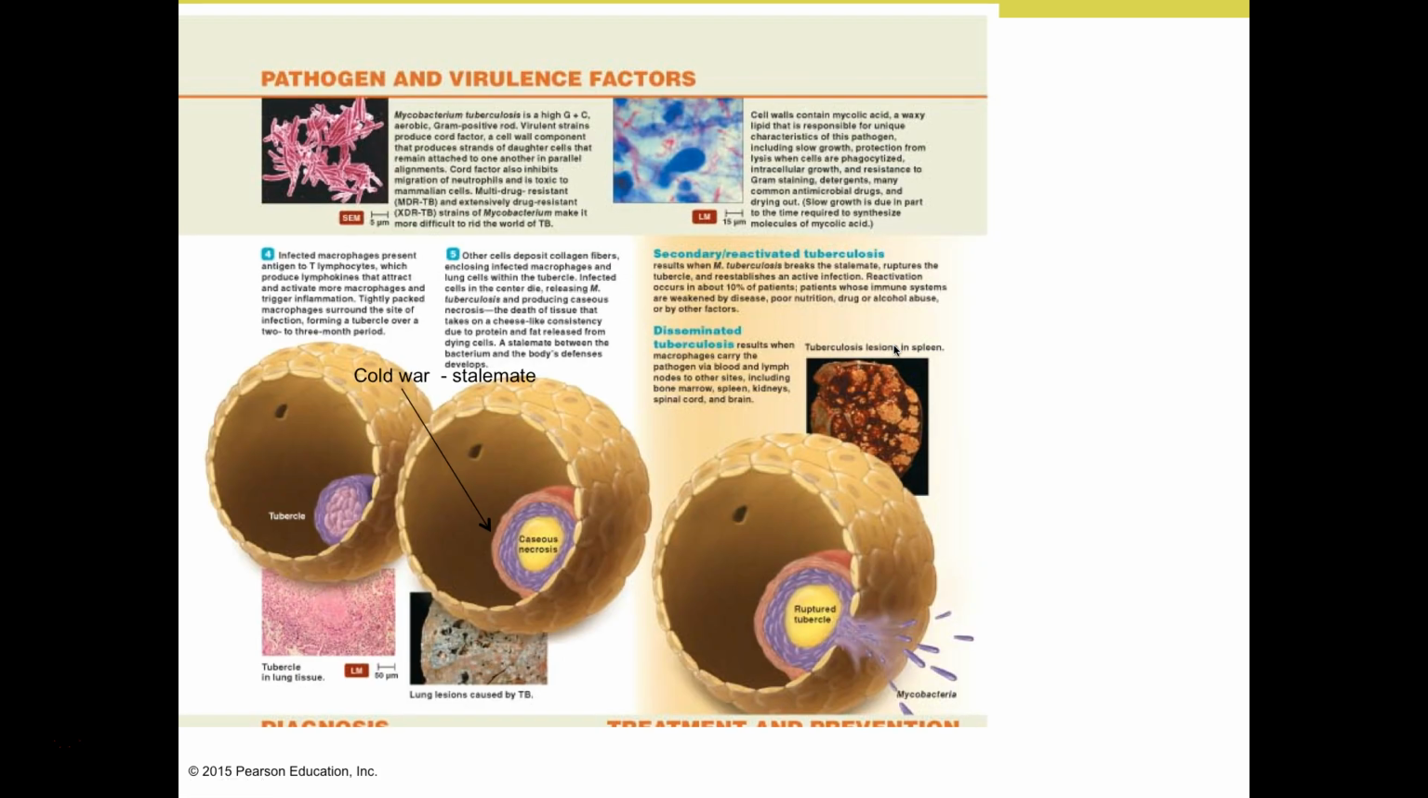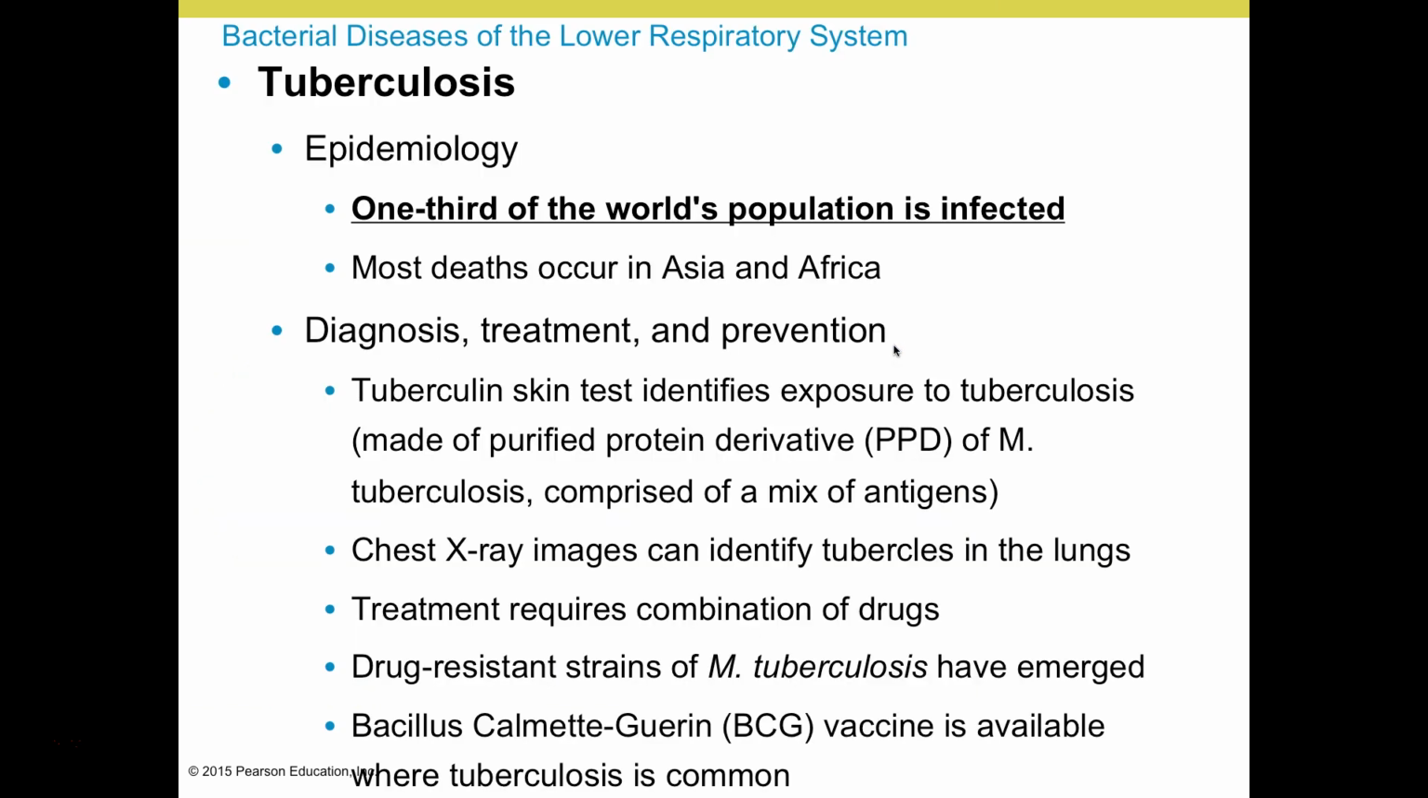And it stays there, and it causes what you call caseous necrosis, which is death of your white blood cell. Once it has replicated enough, it explodes that cell, gets out of your alveoli and attacks the other ones. Tuberculosis affects one third of the world's population. That is right. However, most deaths are in Asia and Africa.